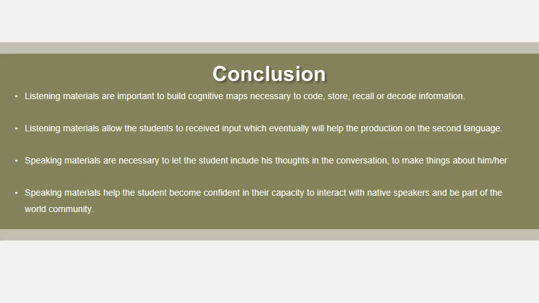Number four, speaking materials help the student become confident in their capacity to interact with native speakers and be part of the world community. In order for the students to be proficient, they need to be able to go out. They need to be able to interact in an autonomous way from the class. And for that, speaking and listening are essential.